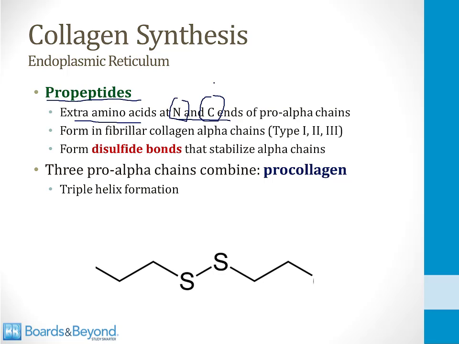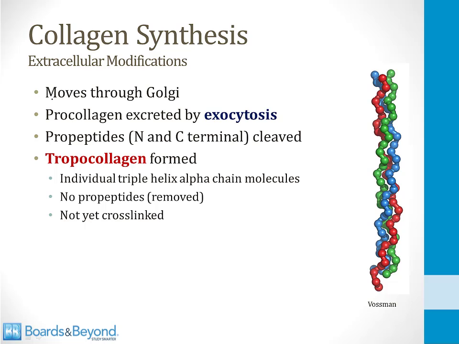This occurs in any of the pro-alpha chains that will go on to form fibrillar collagens like type 1, 2, and 3. The reason these propeptides are important is because they form disulfide bonds that help stabilize alpha chains. At the bottom of the screen is a picture of a disulfide bond to help you remember this. At this point, 3 pro-alpha chains can combine, and when they do, the structure they form is called procollagen. This is the triple helix formation of 3 pro-alpha chains.